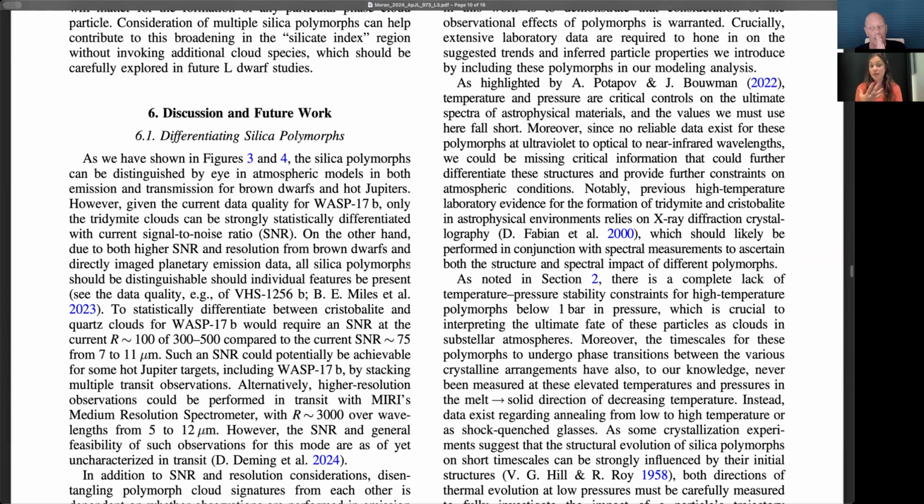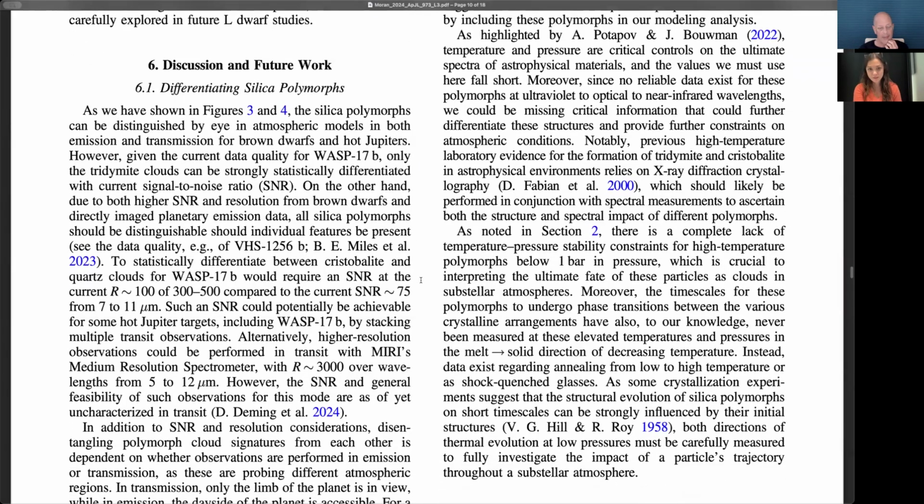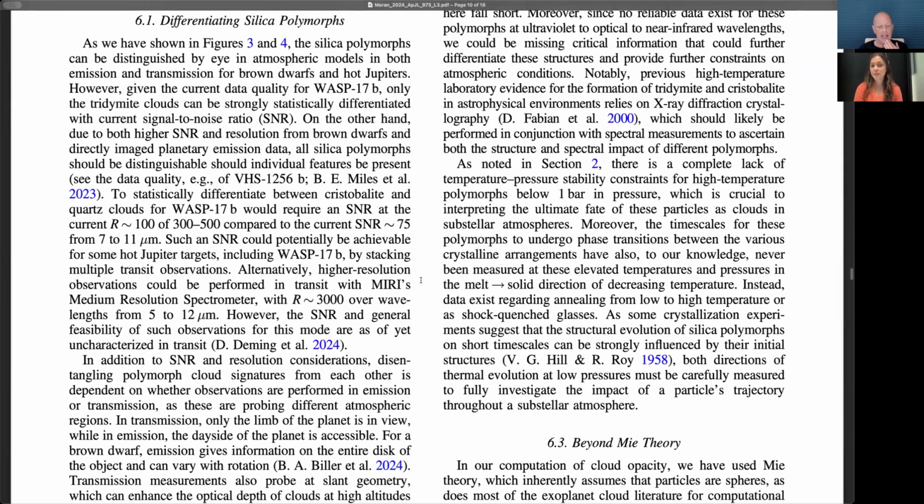Okay. You could do that by stacking multiple transits of WASP-17b. This was just from one transit, but if you got 2 or 3, you probably could actually strongly tell these different things apart. Makes sense. And then I also note here that MIRI's medium resolution spectrometer, because it has higher resolution, more like 3000 compared to 100, could also help tease these apart a little bit better.